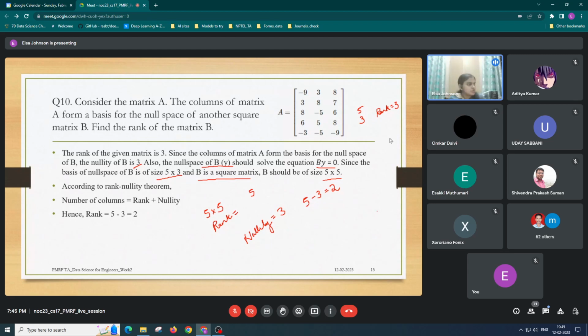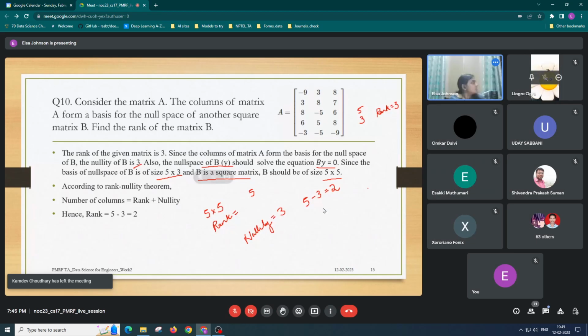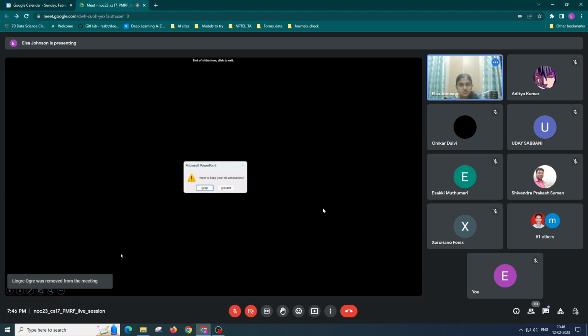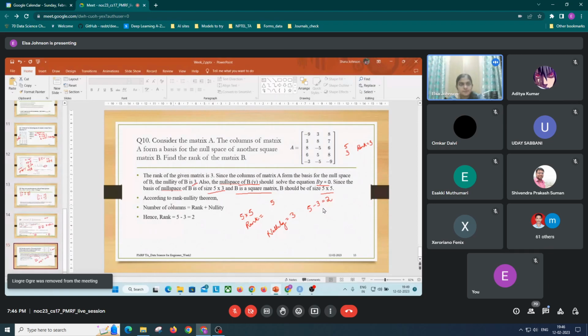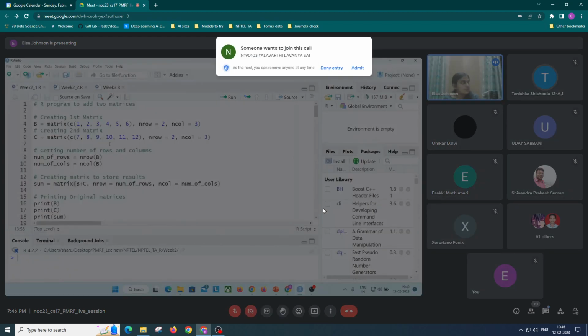Okay, so I'll move on to solving in R. We'll see some equations first. The next one, we'll move on to the R Studio part. So I'll just move on to R, and we'll see how the different things will be seen.